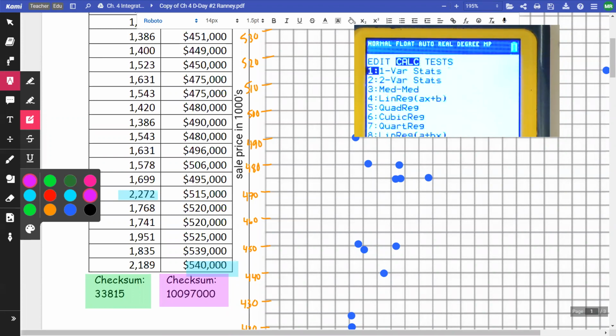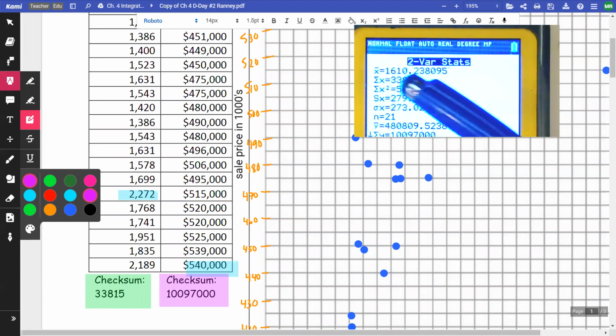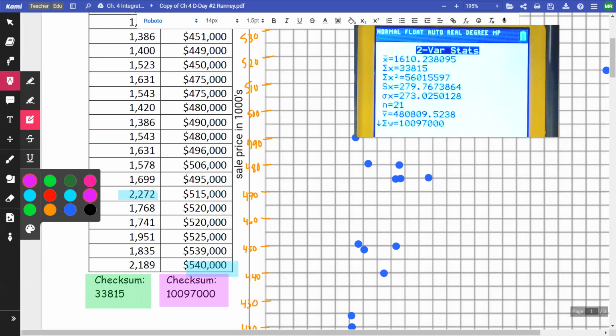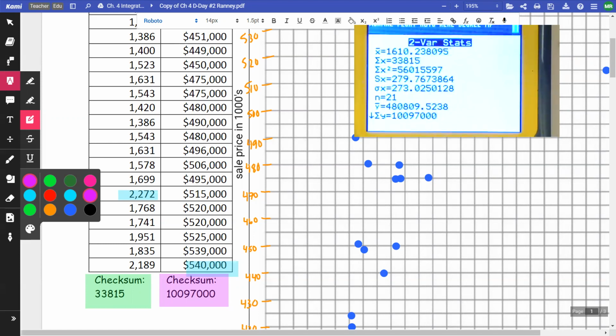I'm going to go calc. I'm going to go down to 2 variable statistic, okay, number 2. And hopefully this time it's going to match. Okay, so my checksum for my X's should be 33815, so that works. My checksum for my Y's is 1009700. Okay, so I'm good. So that's good. So now I'm going to find my line of best fit.